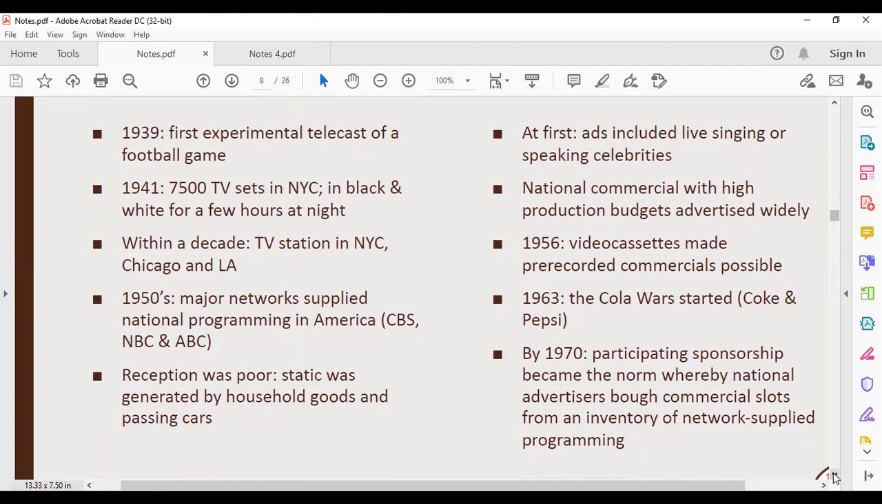With your generation, I don't know if you've experienced this, but I did. There was a time when you had a black and white television, and when a car passes by, it would give you showers. That's basically what they are saying. It's a reception of poor quality. Static was generated by household goods and passing cars. So whenever there's a big truck passing by, the TV will start to have showers.